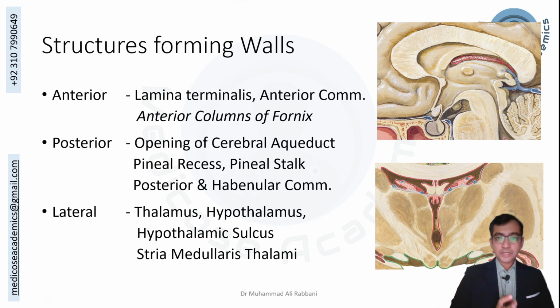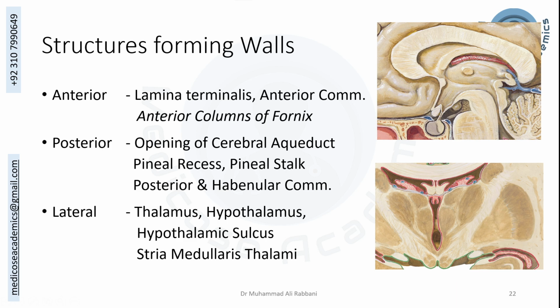So if we go on to the structures that are forming the wall, like any 3D structure, it will have a medial wall, lateral wall, superior and inferior, that is roof and floor, and anterior and posterior ends. Let us see the anterior end. So these are all the structures that are forming the anterior end. Anteriorly, it is made up of anterior commissure, lamina terminalis, and optic chiasm.